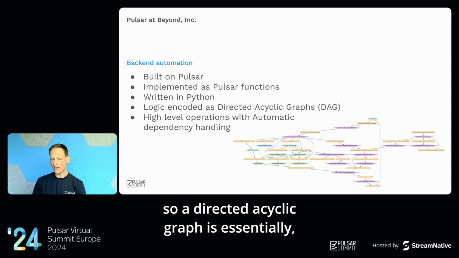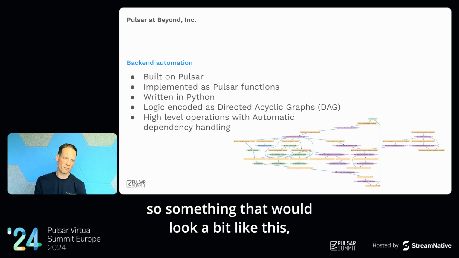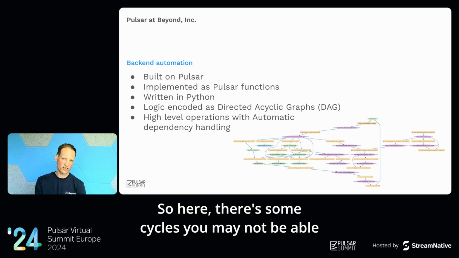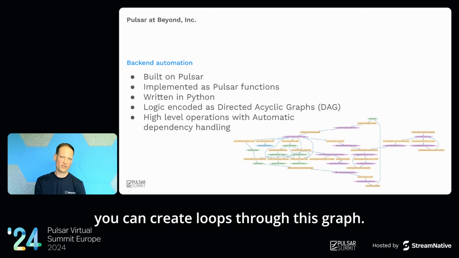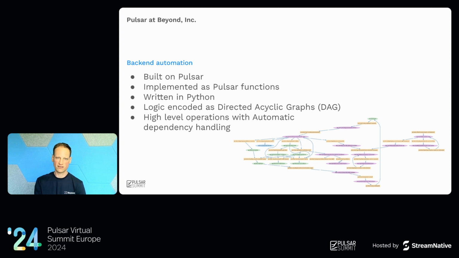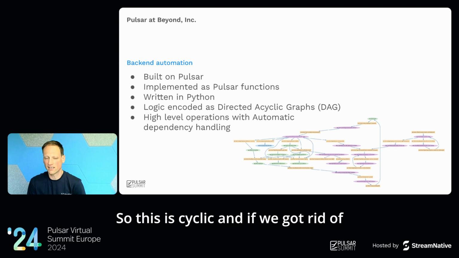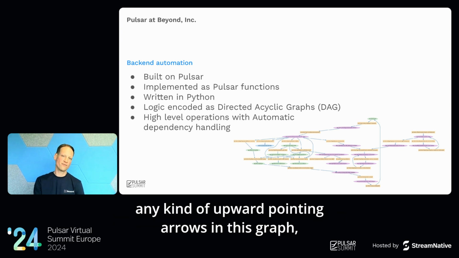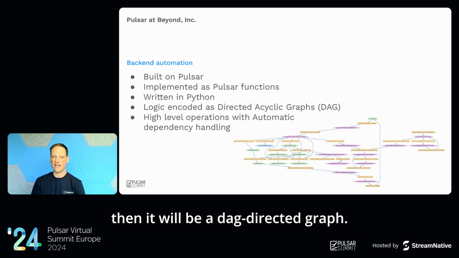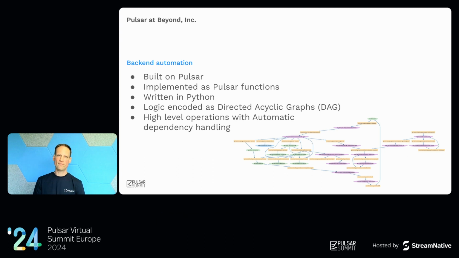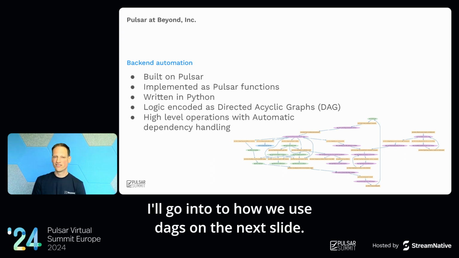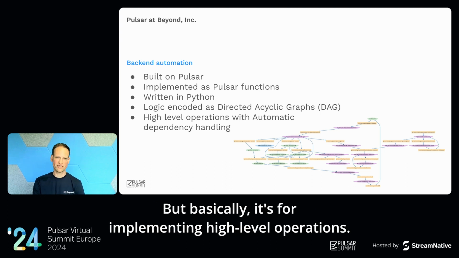A directed acyclic graph is essentially something that would look a bit like this, but there wouldn't be any cycles. So here there are some cycles. You may not be able to see it, but you can create loops through this graph, and this is cyclic. If we got rid of any upward pointing arrows in this graph, then it would be a DAG, a directed acyclic graph. And DAGs are great for decomposing tasks and parallelizing them. I'll go into how we use DAGs on the next slide, but basically it's for implementing high-level operations.